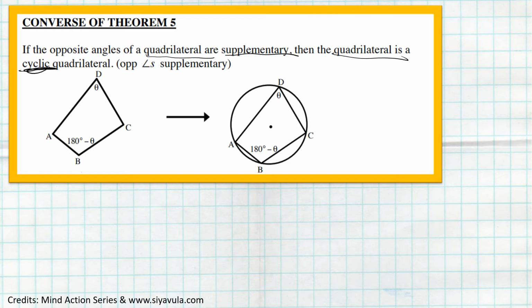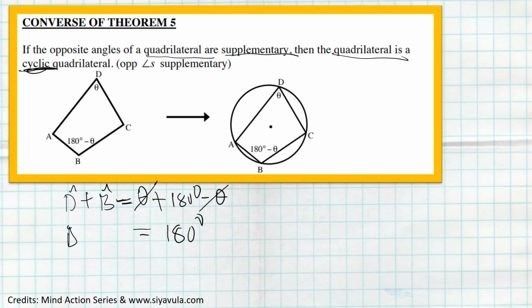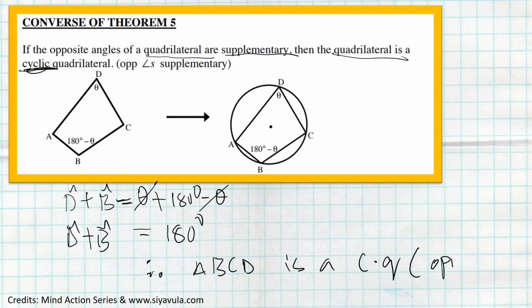So from this point, when we take angle D plus angle B, we're getting theta plus 180 minus theta. So theta minus theta is going to be 0. Then we'll be left with angle D plus B is equal to 180 degrees. Therefore, we can conclude that ABCD is a cyclic quad. Why? Because opposite angles are supplementary. So that's one of the ways in which you can prove whether something is a cyclic quadrilateral or not.